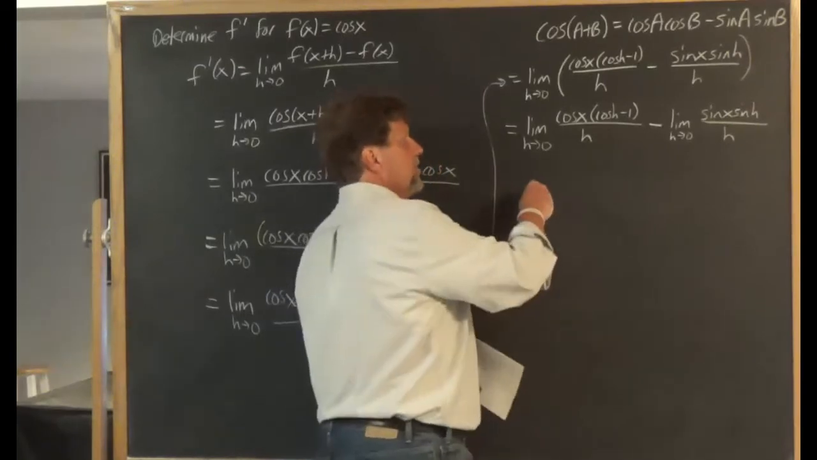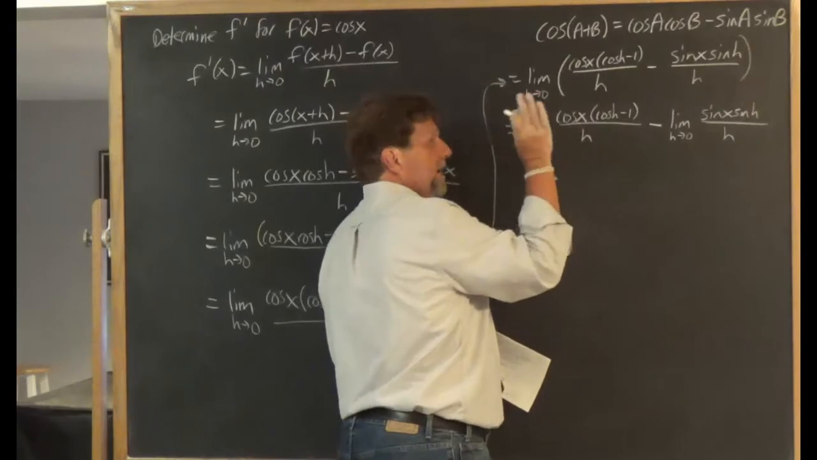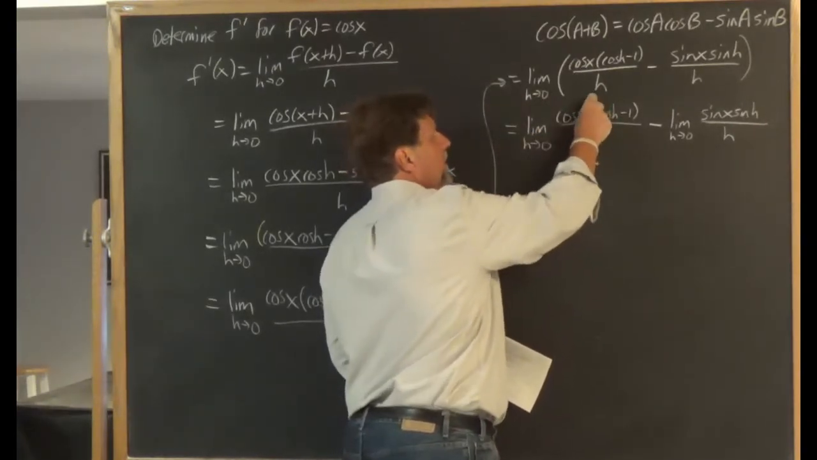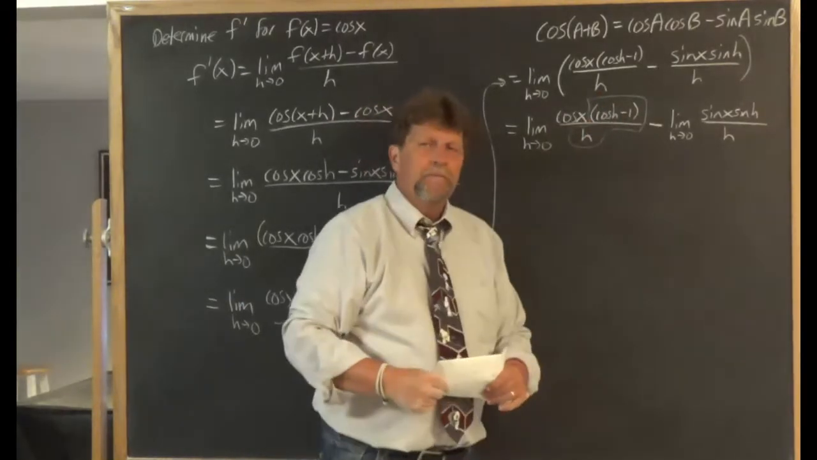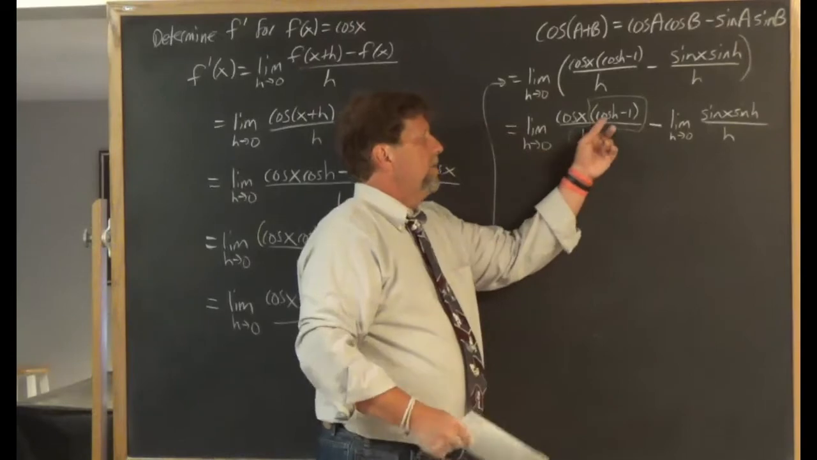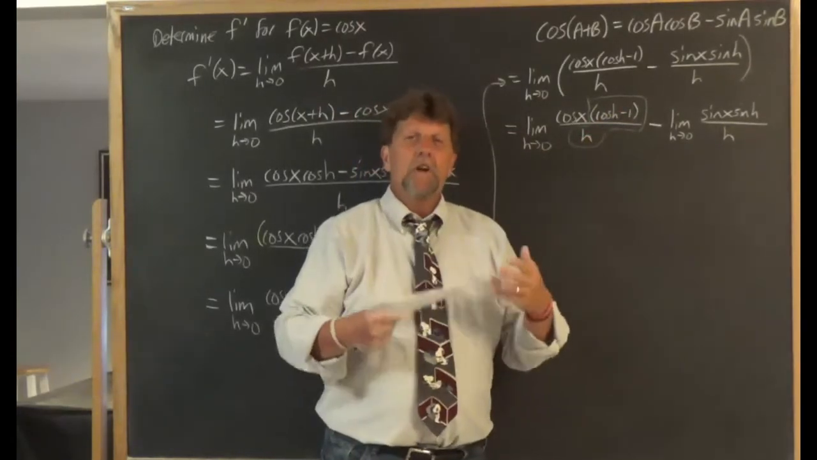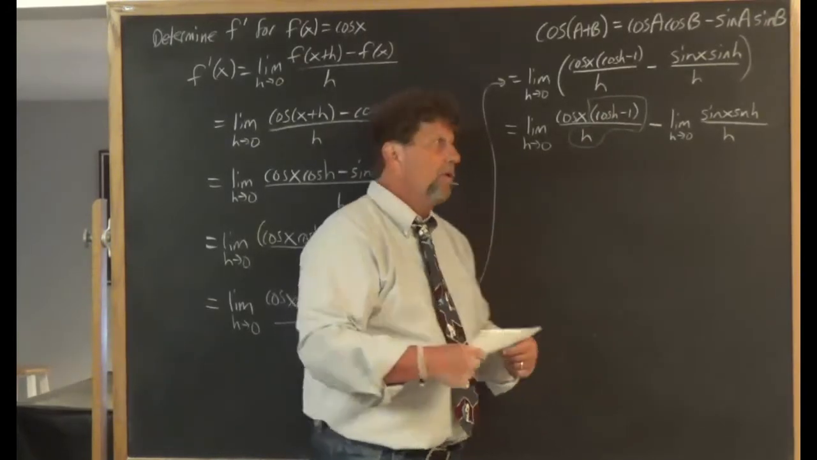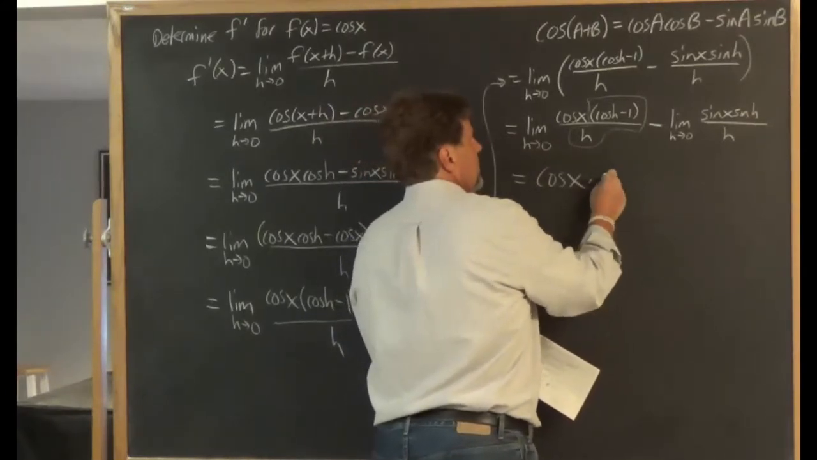So look at this first term. The limit as h approaches 0. Well, the cosine x, we're ignoring it. We have the limit as h approaches 0. These are the terms that involve the h. So the limit as h approaches 0 of cosine h minus 1 over h, that is our special trig limit. We know that limit is 0. So this is cosine x times 0.